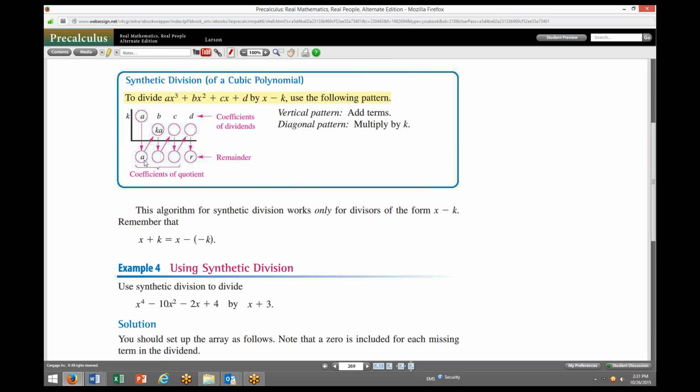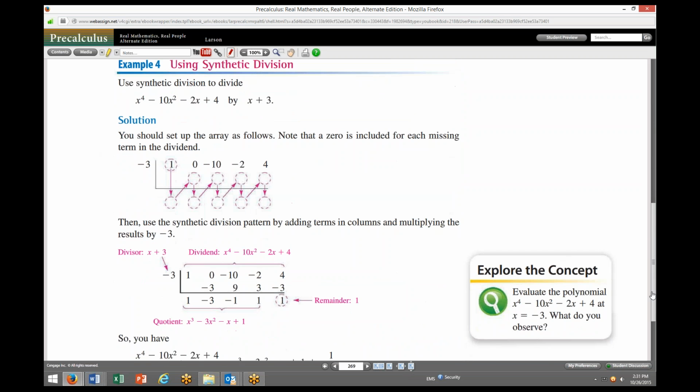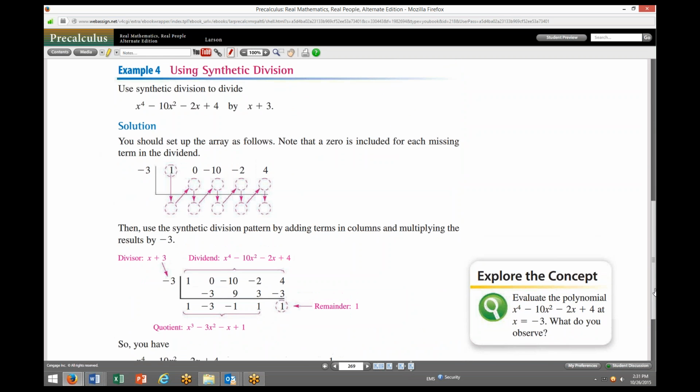So you actually have your coefficients of your quotient, the answer to the division problem, lined up right here in decreasing exponential order down to the constant, and finally followed by the remainder. Really neat little process. So here's an example of going through it. If we were to divide x to the fourth minus 10x squared minus 2x plus 4 by x plus 3, here's what happens.